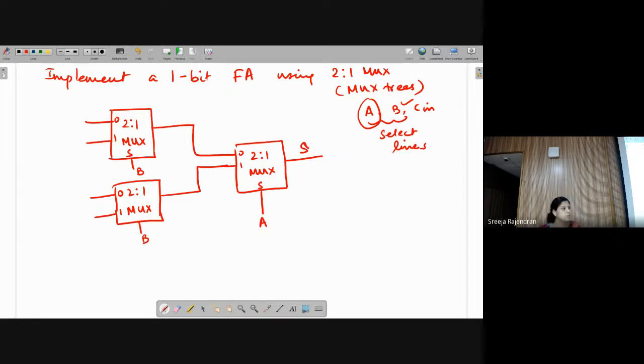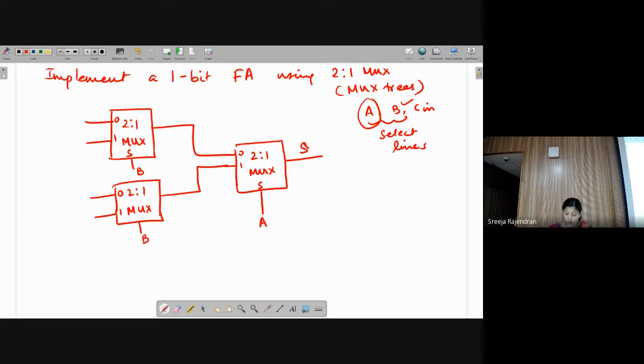It is the actual inputs of the circuit that I convert to select inputs. So I will take the MSB as the select line for the stage closest to the output, and the one before that will have the other one. Okay, is that also clear?